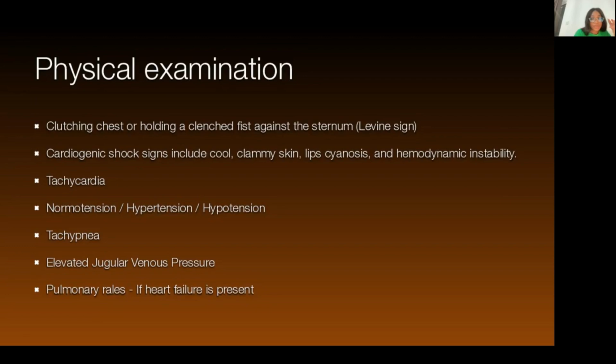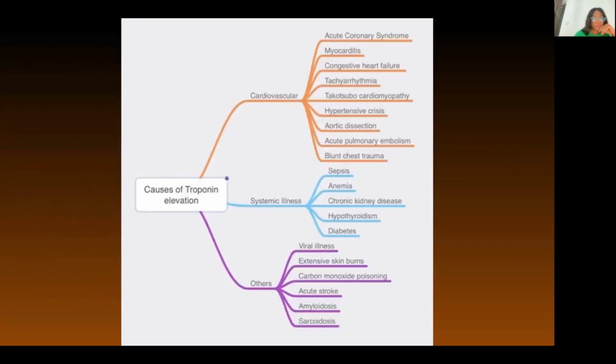Also, so we said signs of shock: tachycardia, normal tension, hypotension. In the case of right ventricular dysfunction, you might see an elevated jugular venous pressure, okay? Or you might hear pulmonary crackles on auscultation as well, okay? So, what is the most important blood test to take while you're investigating an acute coronary syndrome?